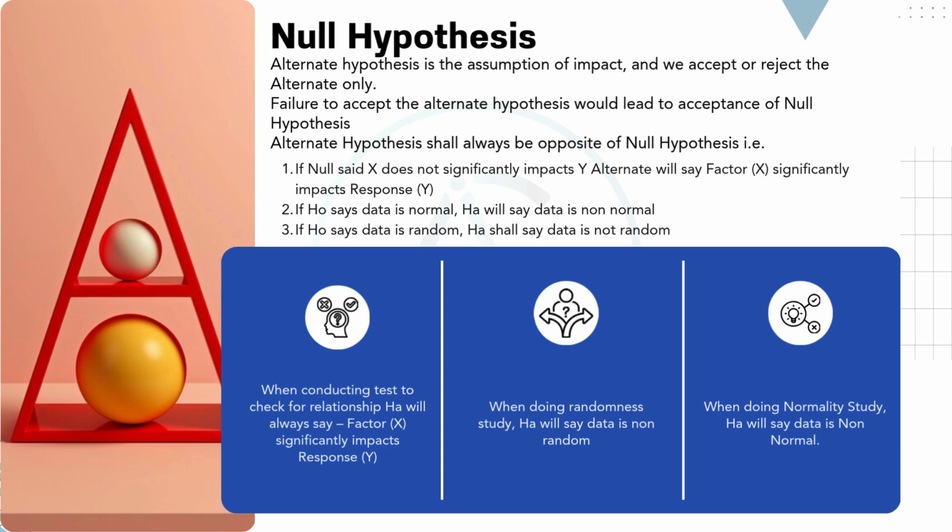Remember, we never directly prove the null hypothesis. Instead, we test whether there's enough evidence to reject it in favor of the alternate. Let's understand this with a few examples listed on the slide.